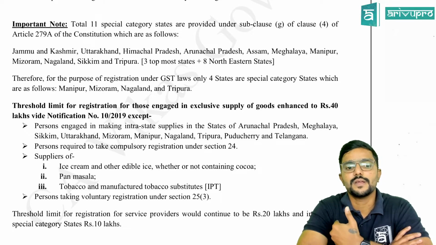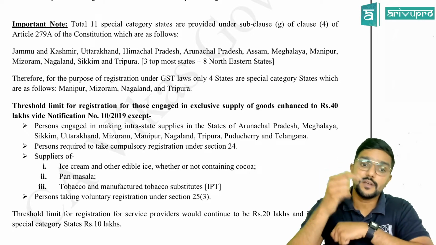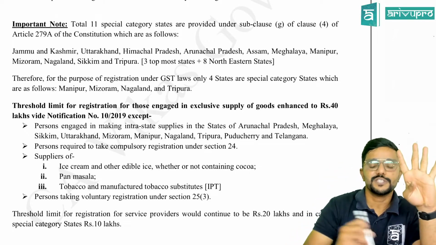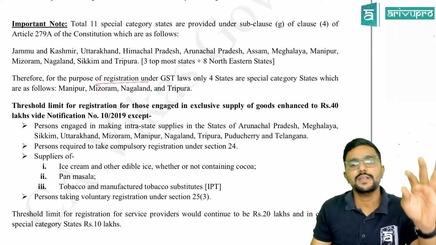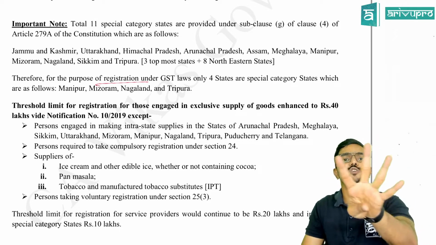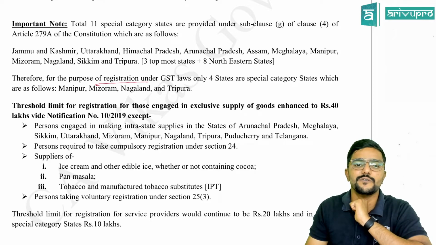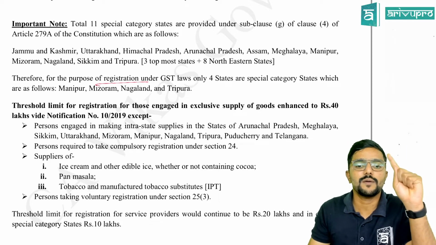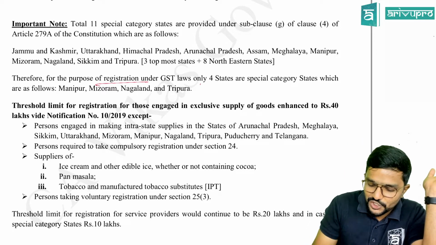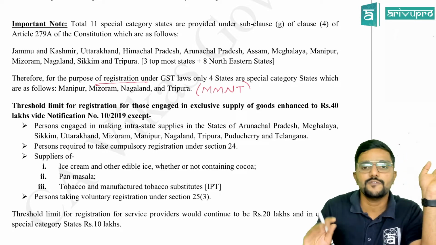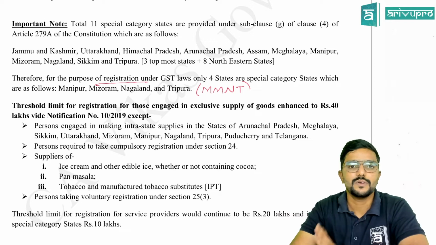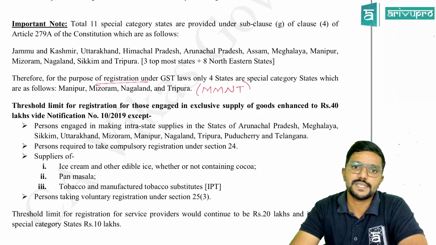Okay, sir. Therefore, for the purpose of registration, only 4 states have been taken. Out of these 11, for registration, they have taken only 4 states as special category states. Which are those? Manipur, Mizoram, Nagaland and Tripura. And in short, I use this as MMNT, guys. All four are northeastern states.